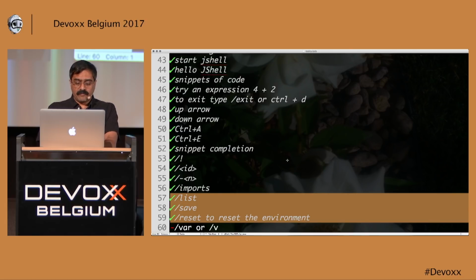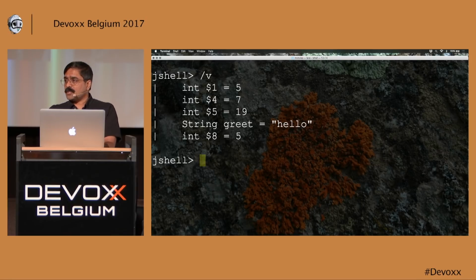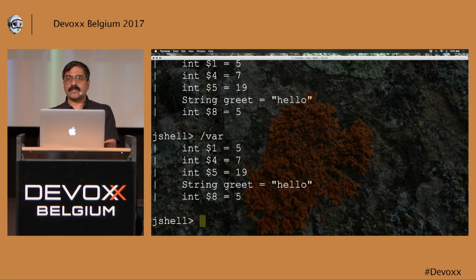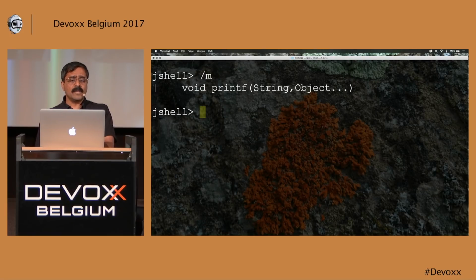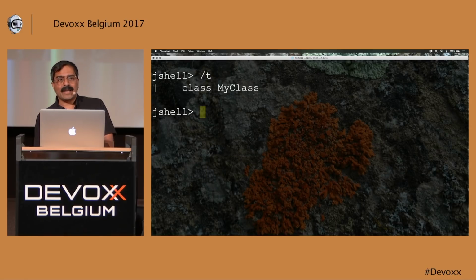I want to know what variables I have in my code so far. V will tell you what your variables are. I don't know if you remember, but I defined greet, and that's there, and the other internal variables it created. You can also do var if you wanted to. It's the same thing. Similarly, M for all the methods you have. Similarly, T for all the types or classes that you have. Had you written a class, my class over here, and now you say T, you can see my class is appearing right there. So that tells you what types you have, interfaces, classes, and stuff like that.